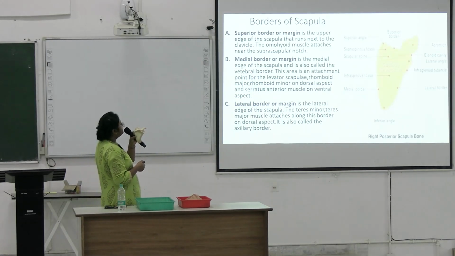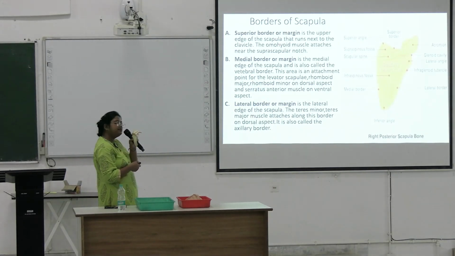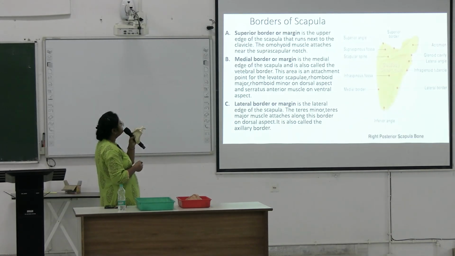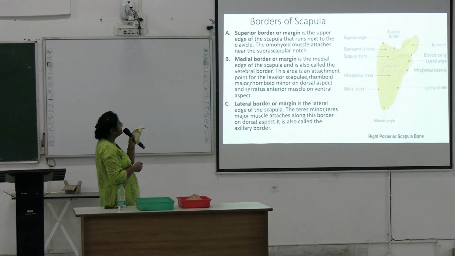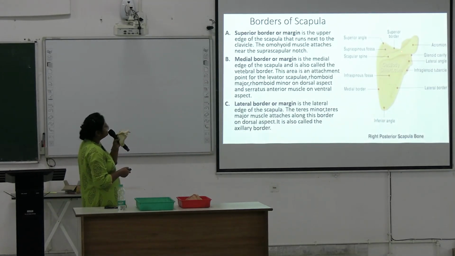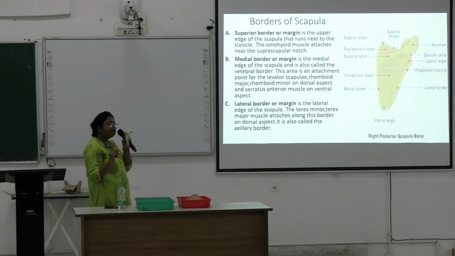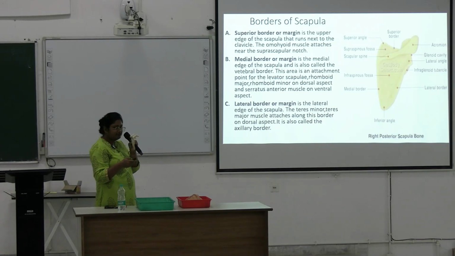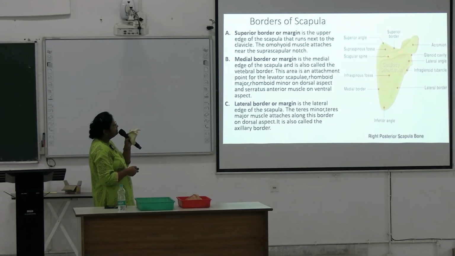So superior border or margin is the upper edge of the scapula that runs next to the clavicle and the omohyoid muscle attaches near the suprascapular notch. We have discussed here. This is suprascapular notch, here is the superior border, here is the attachment of omohyoid. It has two bellies, superior and inferior belly. So here is attachment of inferior belly of the omohyoid muscle.